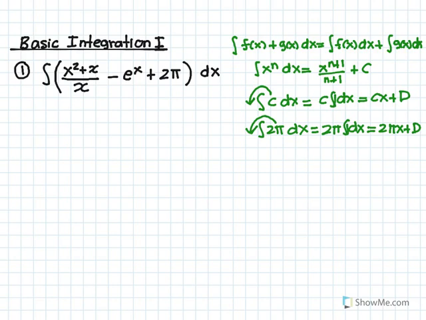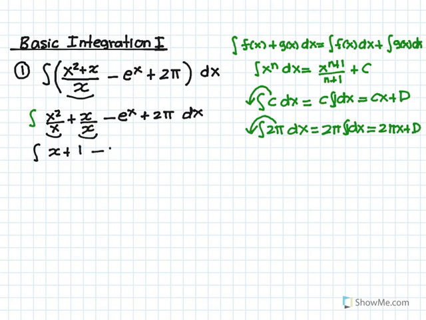All right, let's go through the process. What we have is integral x squared over x plus x over x, dividing this through, minus e to the x plus 2 pi dx. Simplify a bit, x squared over x gives us x. X over x is 1, minus e to the x, plus 2 pi, and we're going to integrate this.